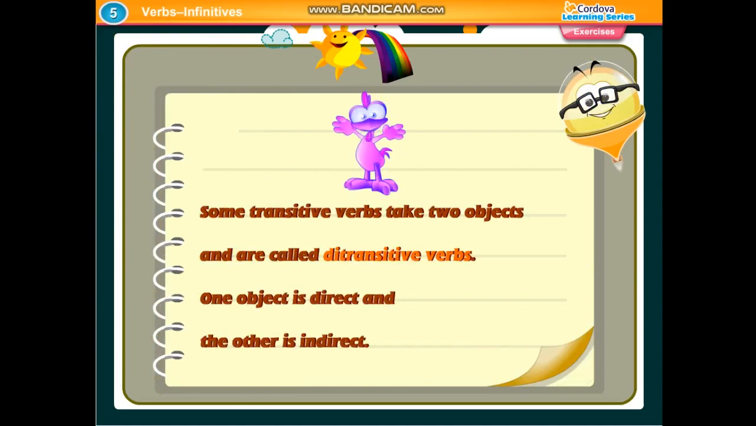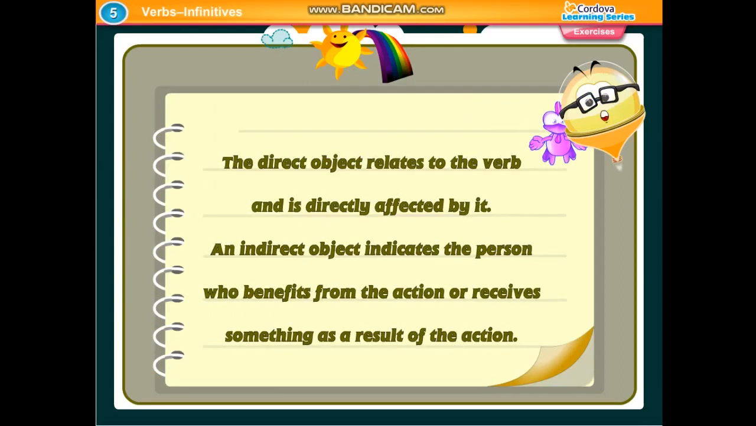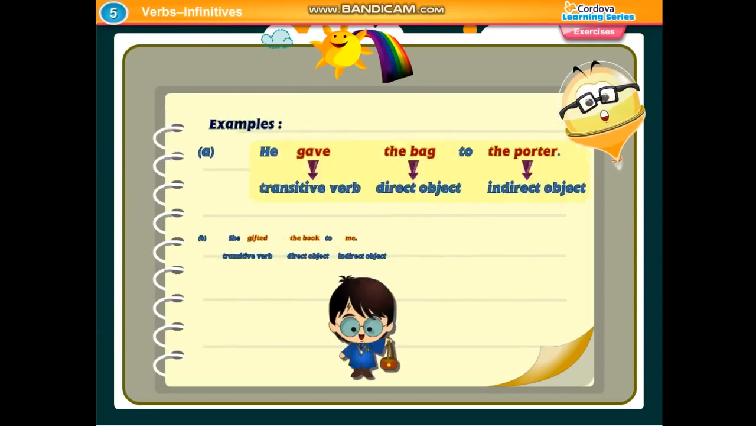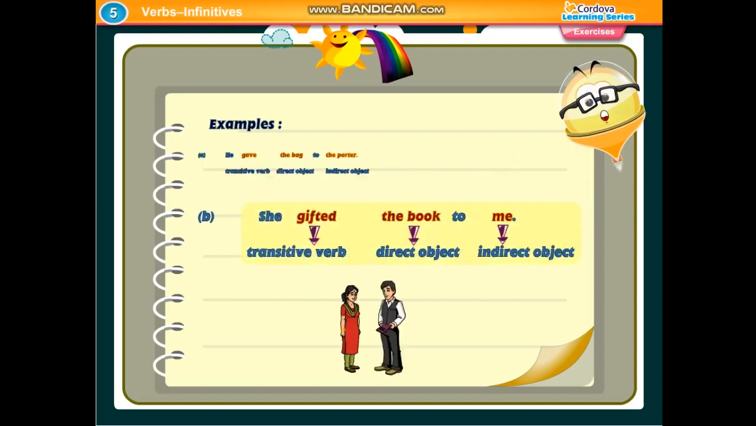Some transitive verbs take two objects and are called ditransitive verbs. One object is direct and the other is indirect. The direct object relates to the verb and is directly affected by it. An indirect object indicates the person who benefits from the action or receives something as a result of the action. Examples: He gave the bag to the porter. Transitive verb, direct object, indirect object. She gifted the book to me. Transitive verb, direct object, indirect object.